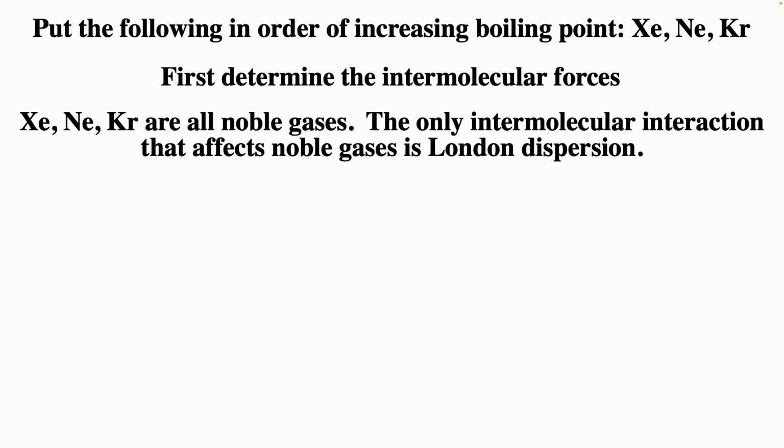And so a question you could see would be: put the following in order of increasing boiling point. And so you have xenon, neon, and krypton. So first you have to determine what the intermolecular forces are that are important. Now these are all noble gases, and so they're single atoms floating around, and so the only intermolecular force that's present is going to be London dispersion.